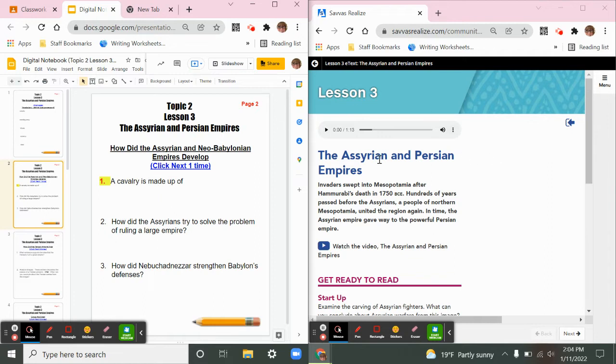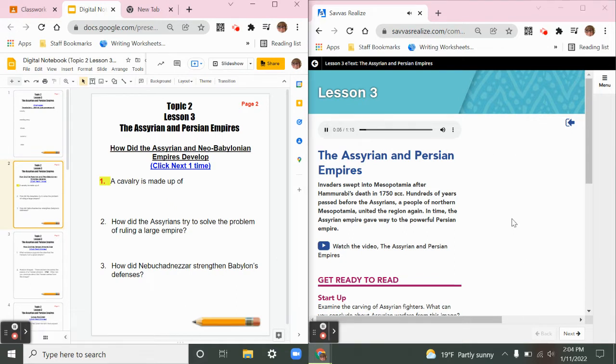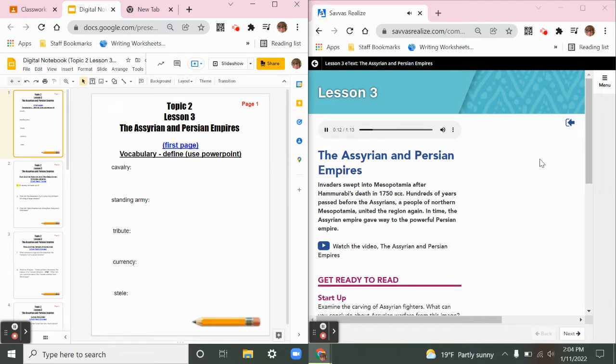Let's begin our lesson. Lesson 3. The Assyrian and Persian Empires. Invaders swept into Mesopotamia after Hammurabi's death in 1750 BCE. Hundreds of years passed before the Assyrians, a people of northern Mesopotamia, united the region again. In time, the Assyrian Empire gave way to the powerful Persian Empire. All right, let's watch this video, the Assyrian and Persian Empires.